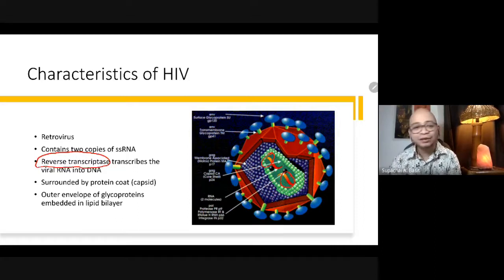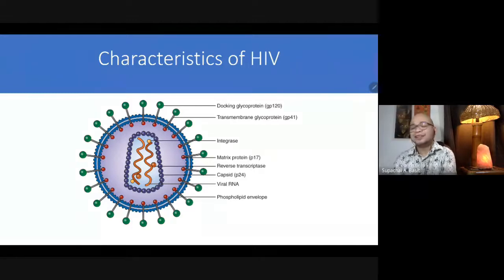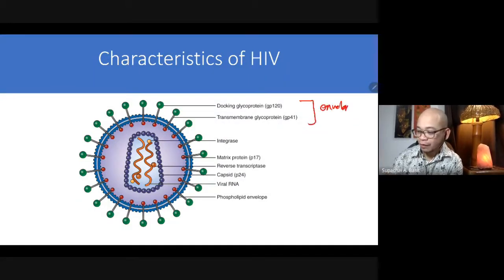This one is being surrounded by a protein capsid. And the outer envelope is also being made up of glycoproteins embedded in lipid bilayer. So what are the different markers of the HIV? So we have the envelope proteins. These two are the envelope proteins. We have the docking glycoprotein and the transmembrane glycoprotein.